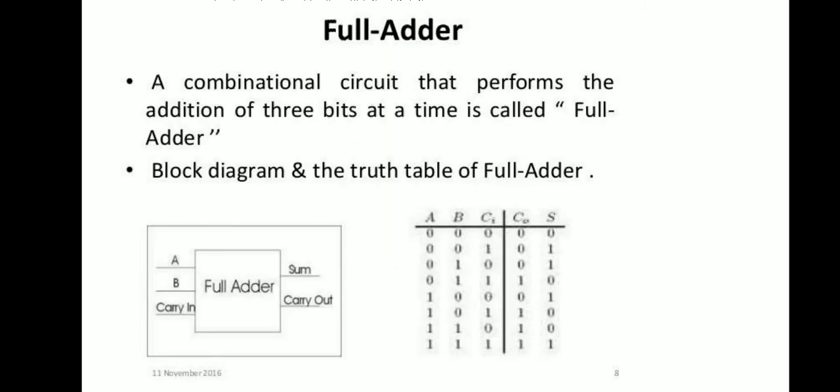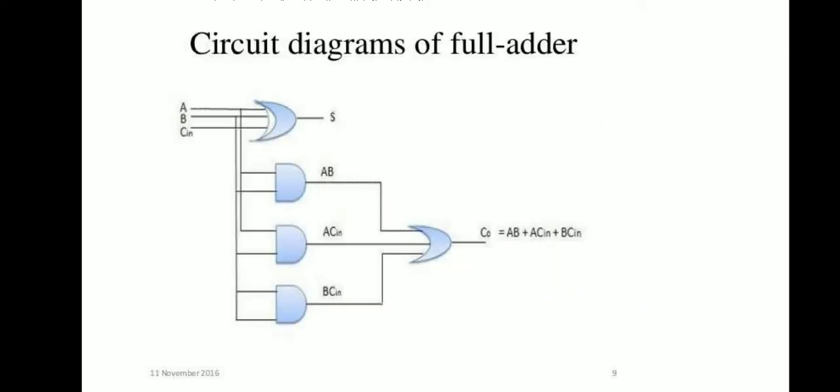Then full adder. The full adder is also a combinational logic circuit which performs the addition of 3 bits at a time. The block diagram and the truth table are also shown in the figure. As shown in the block diagram, the full adder has 3 inputs A, B and carry in, while 2 outputs, sum and carry. Here we can design a logic diagram of the full adder using OR gate and AND gate.